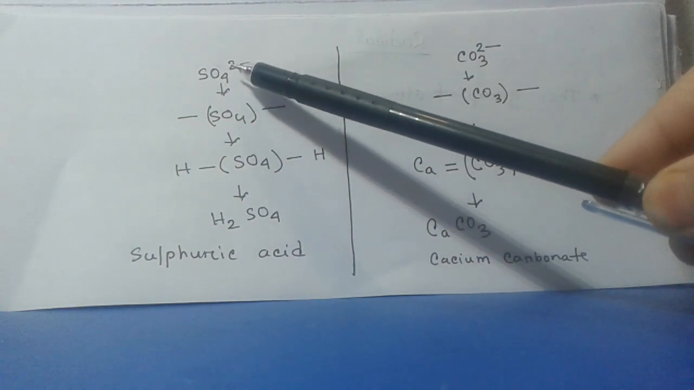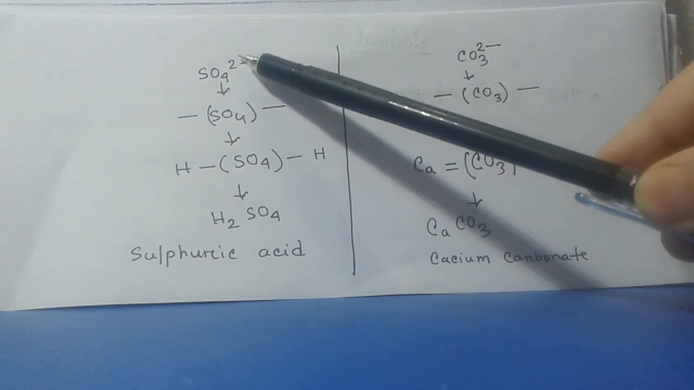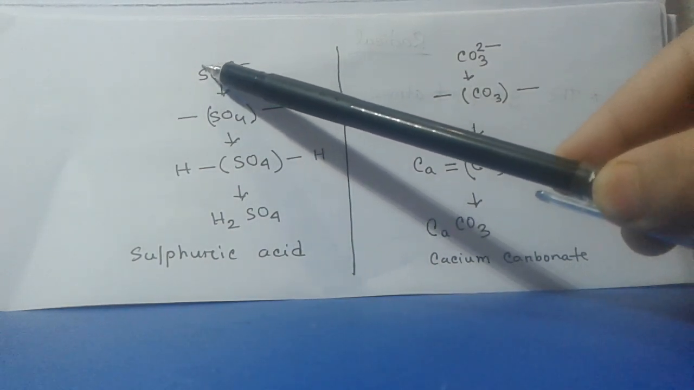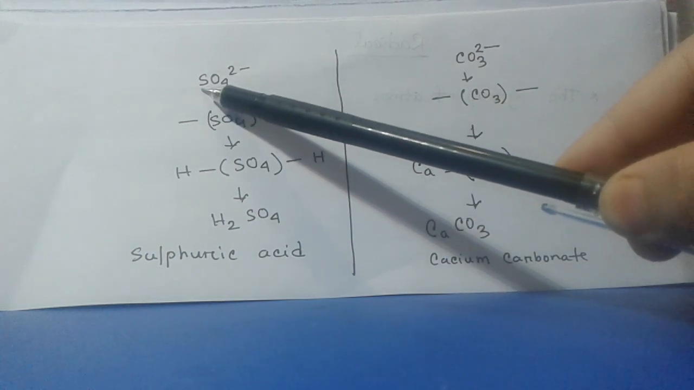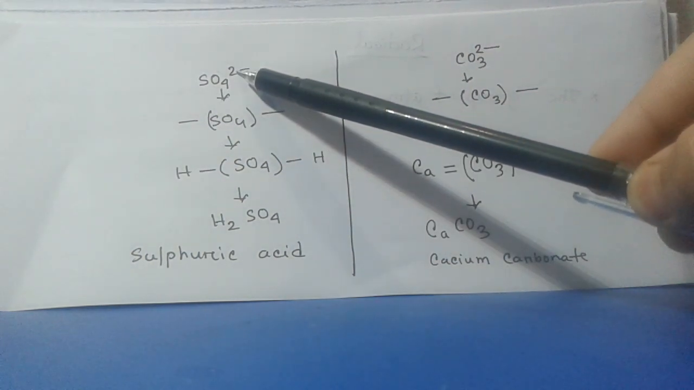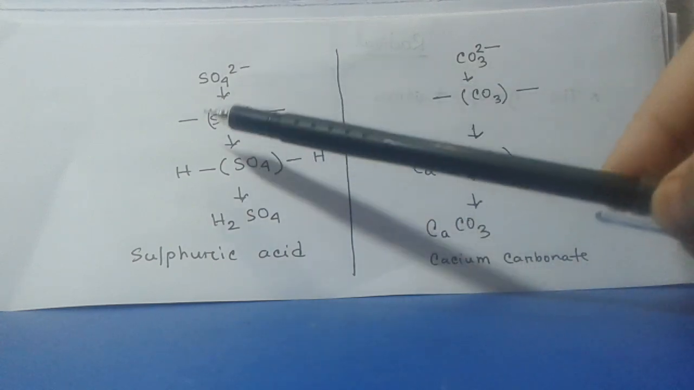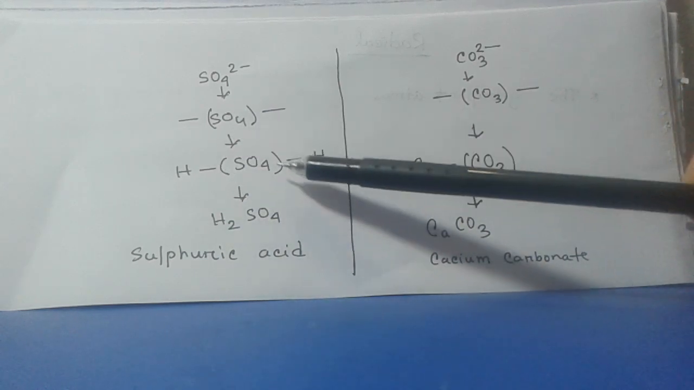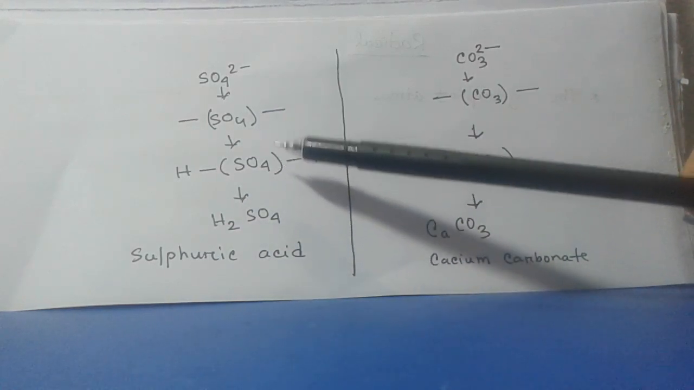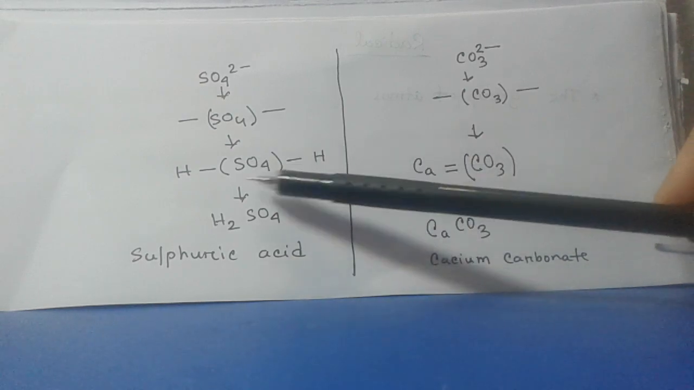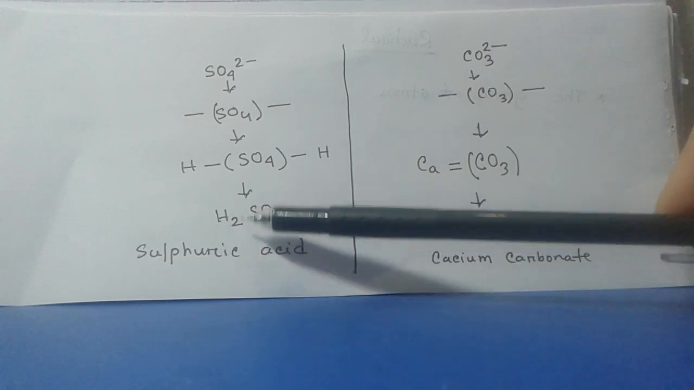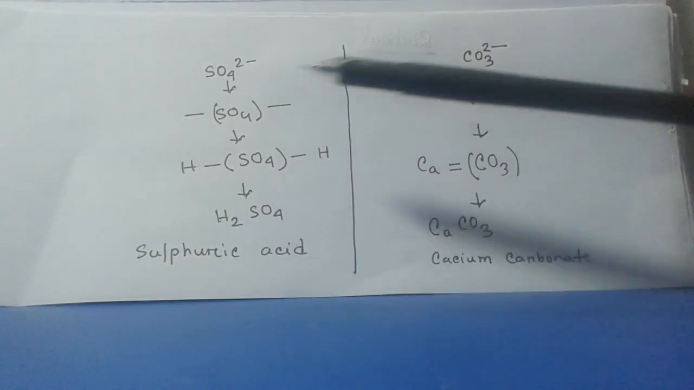SO4 2 minus. What does it mean? That means SO4 will act like a single element and its valency is 2. That means it has 2 hands and it can hold 2 hydrogen atoms like this to form H2SO4. The name of this compound is sulfuric acid.